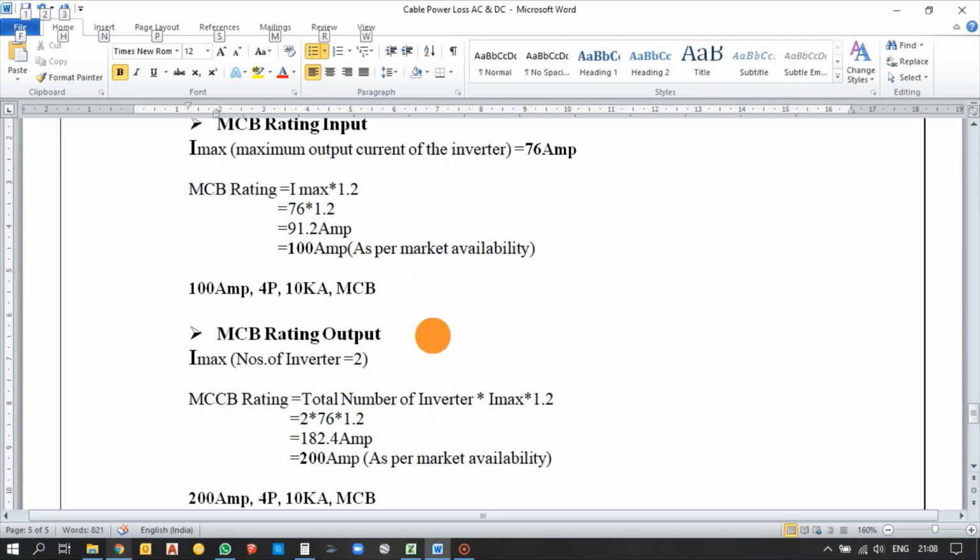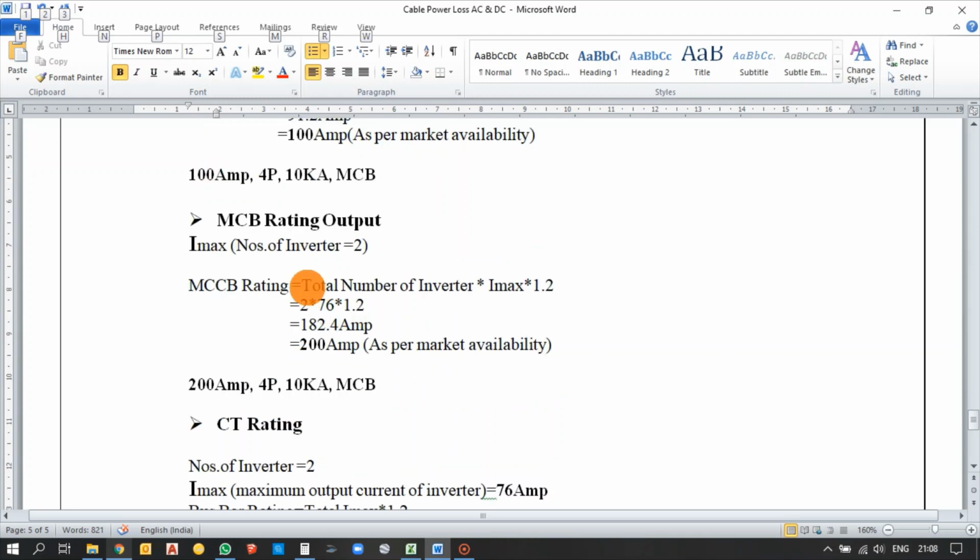And going with the MCB at output. I am combining two inverters in the bus bar, and my output MCB selection will be number of inverters into Imax into 1.2, and the total current will be 182.4 amps. The available MCB in the market is 200 amps, so I have selected a 200 amps 4 pole 10 kilo amps MCB for the output at AC/DC.